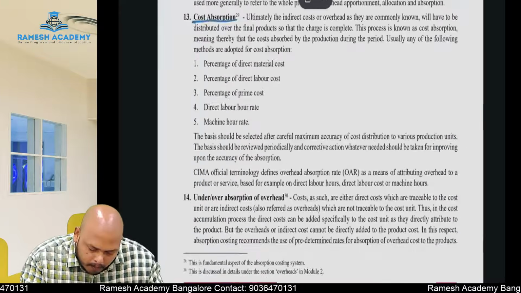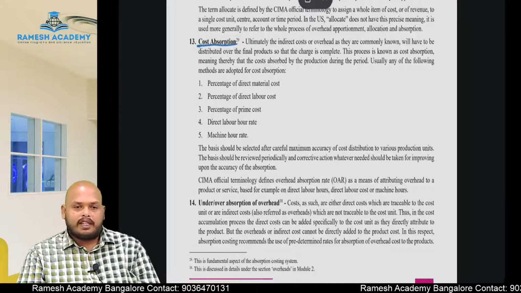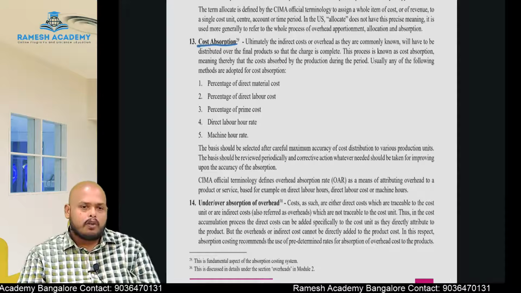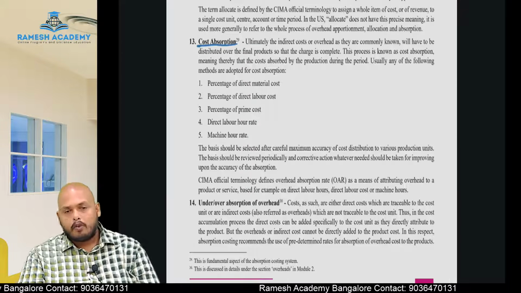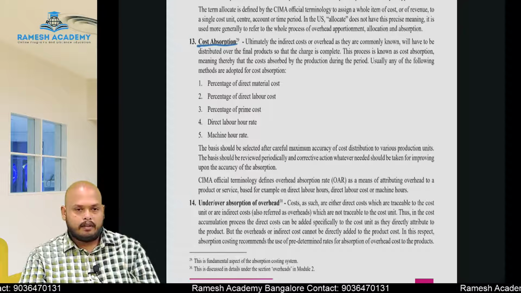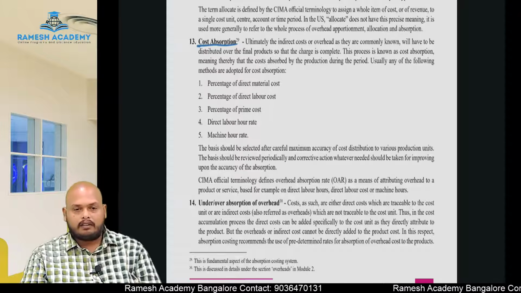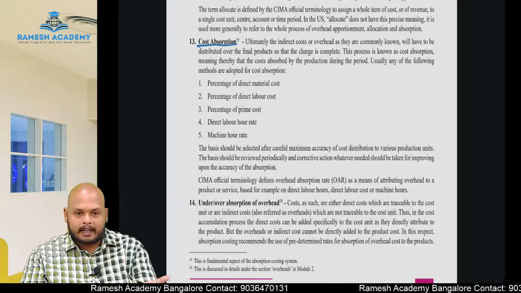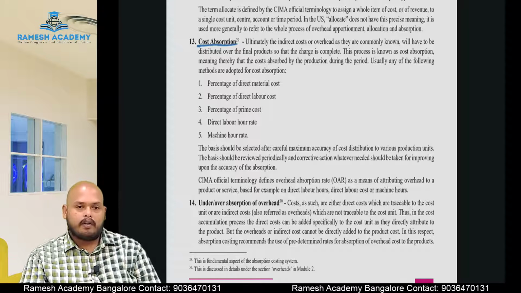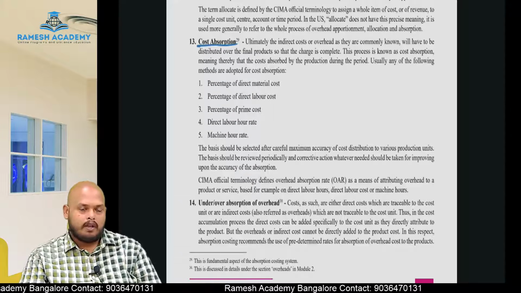Next definition we have is cost absorption. What do you mean by cost absorption? In costing, we'll be using the word absorption. So what do you mean by the word absorption? If you are recovering the cost of one element on another element, that we will call absorption. Okay? A simple example I will give you.